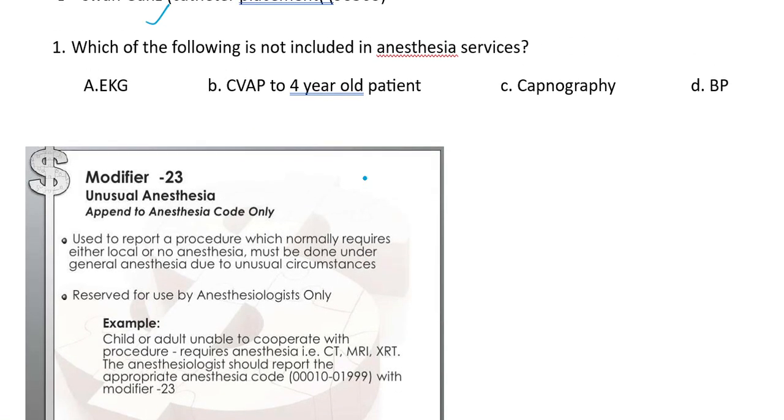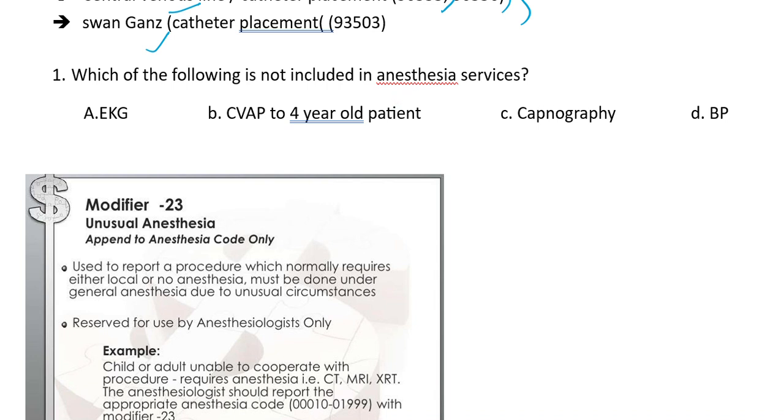The question will be like this: which of the following is not included in anesthesia services, and they give four services. In this you have to find which service is not included in anesthesia. EKG is included, capnography is also included, and BP is also included. Only the CVP line for a 4-year-old patient is not included, so this is the right option. If they performed this procedure, you have to code it separately.